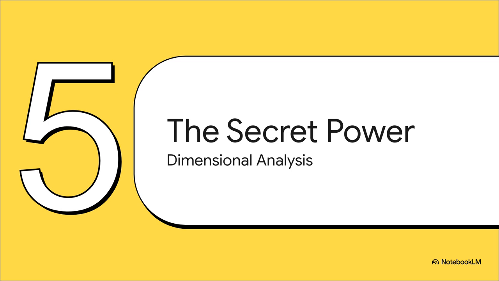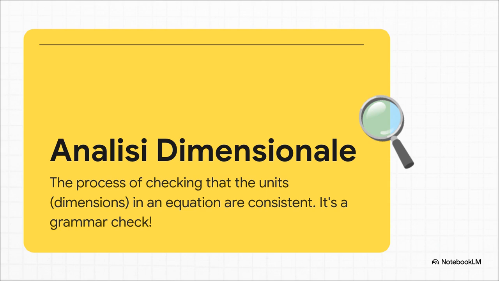Okay, now for what I think is the coolest part. Once you understand units, you get this secret superpower. It's a way to check your work in any physics problem that seriously feels like a cheat code. It's called dimensional analysis. Dimensional analysis is really just a fancy name for a simple idea. You look at the units, the dimensions, in any equation you write. And if the units on one side of the equal sign don't match the units on the other side, your equation is flat out wrong. End of story. It's basically a grammar check for the language of physics.